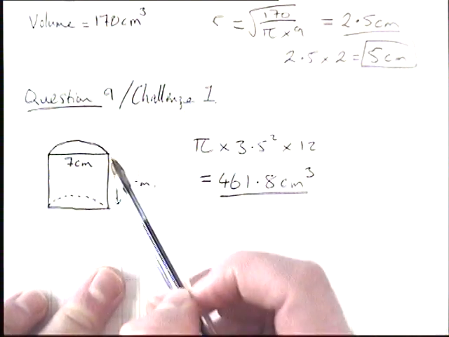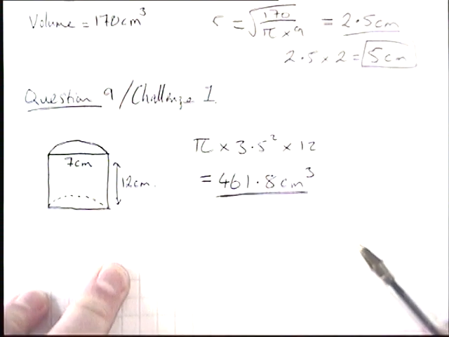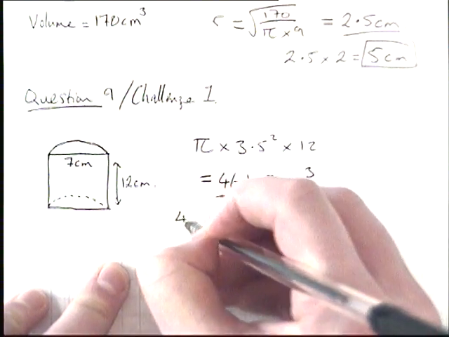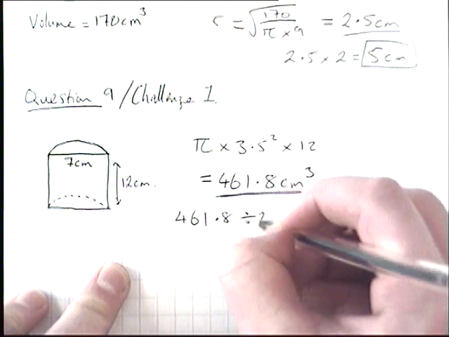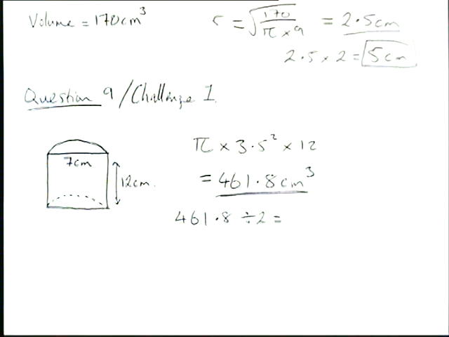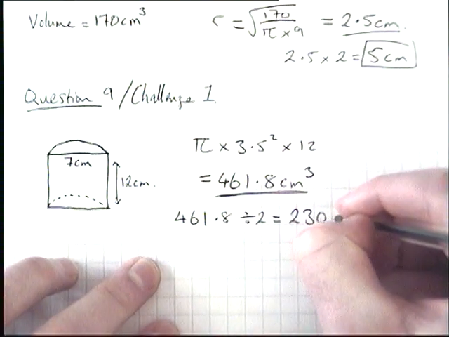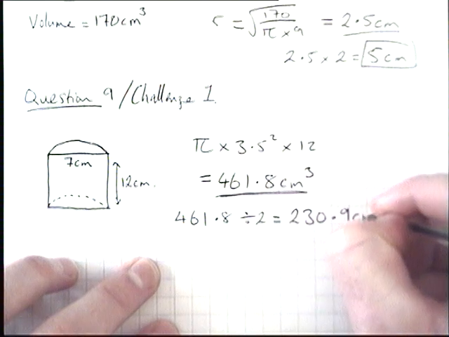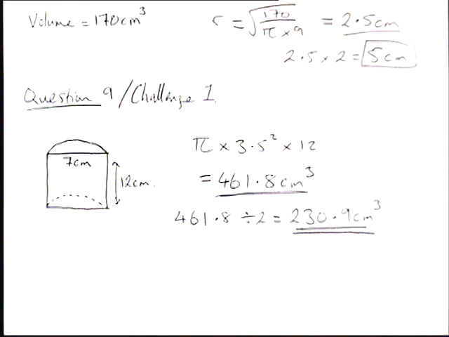However, we've only got half a cylinder, so we're going to halve the volume of our whole cylinder. So 461.8 divided by 2 leaves us with 230.9 centimeters cubed. So that is your final answer.